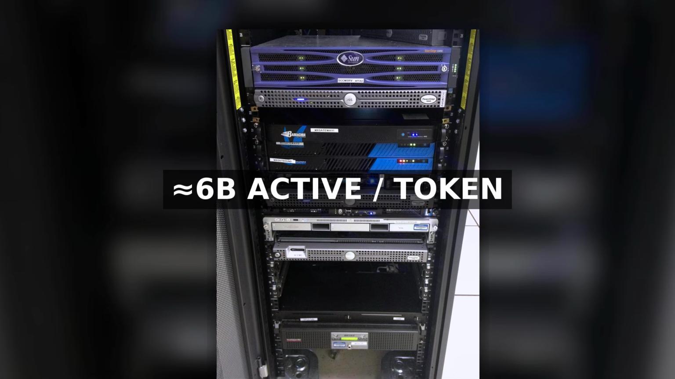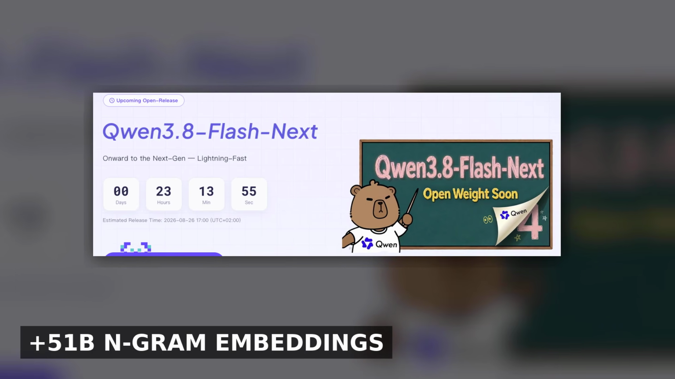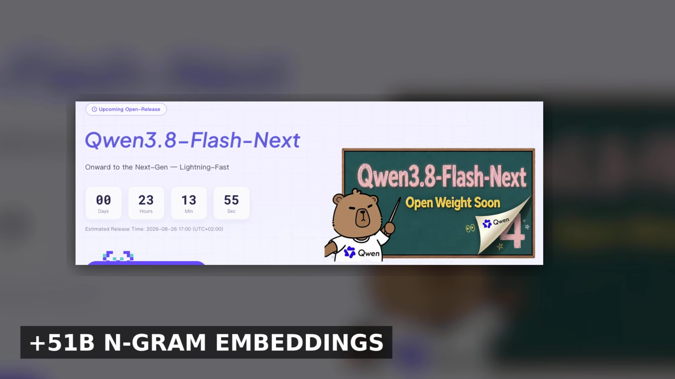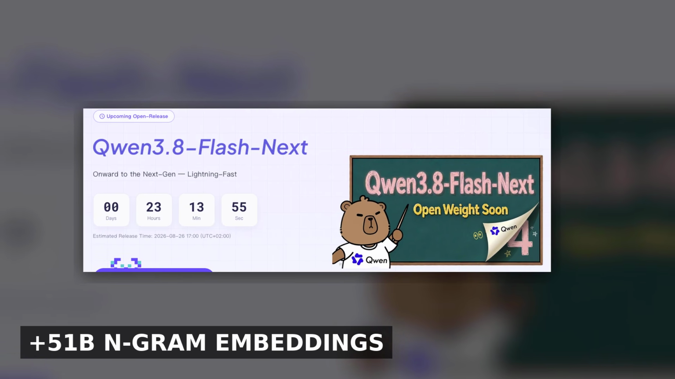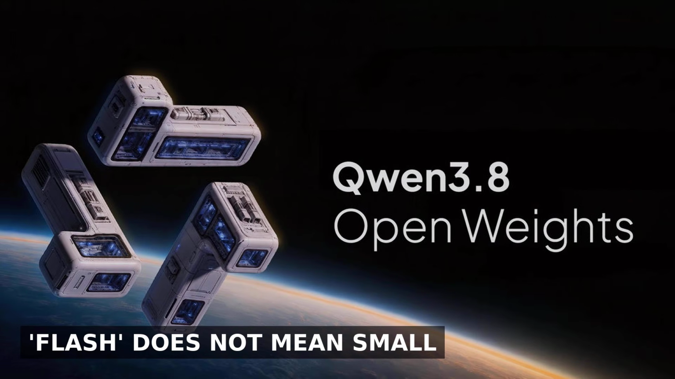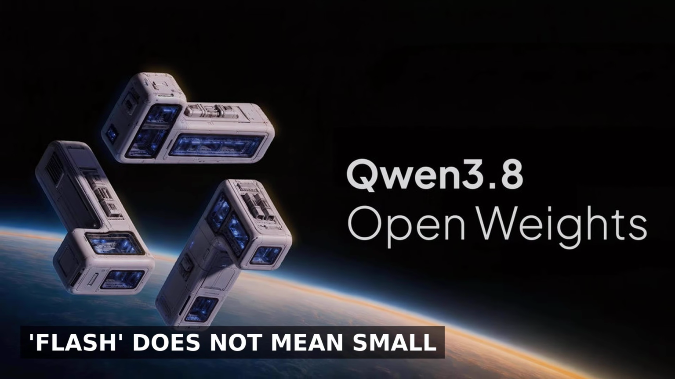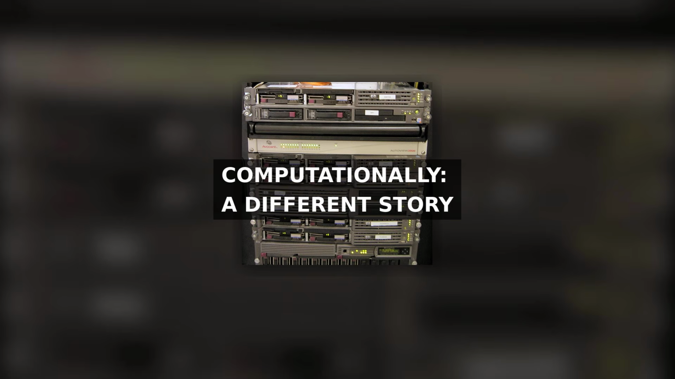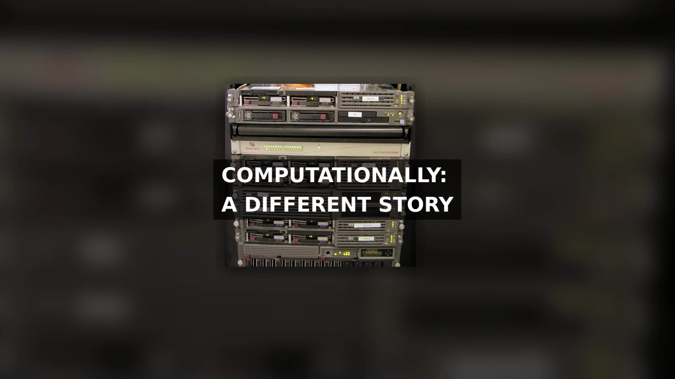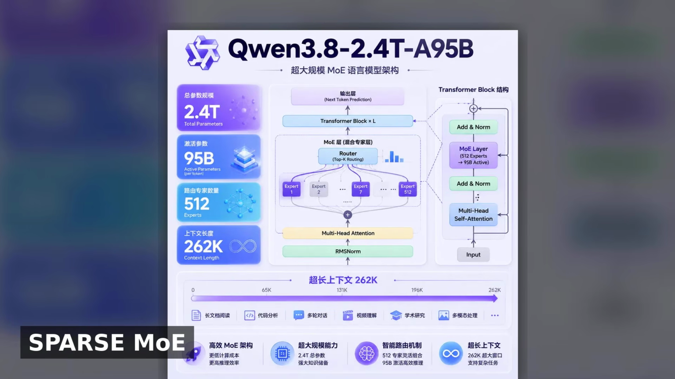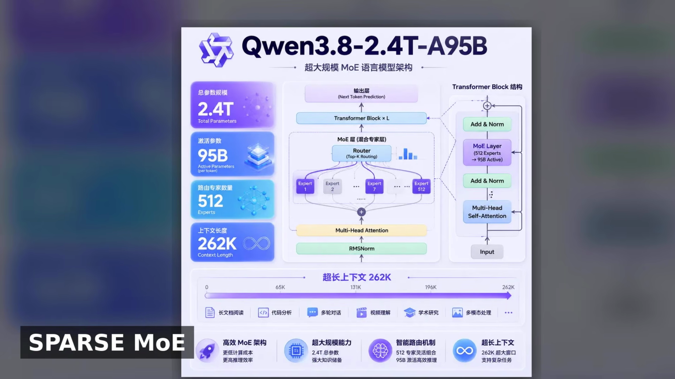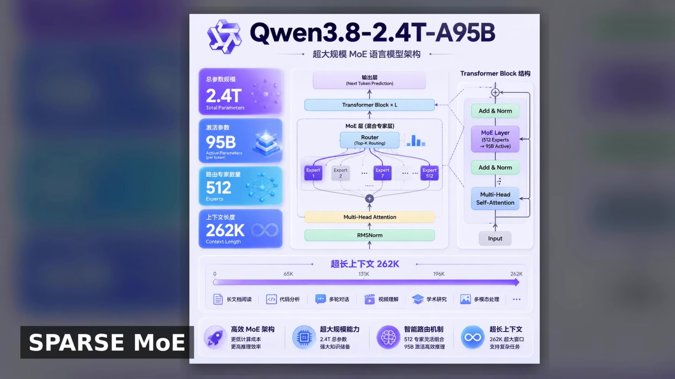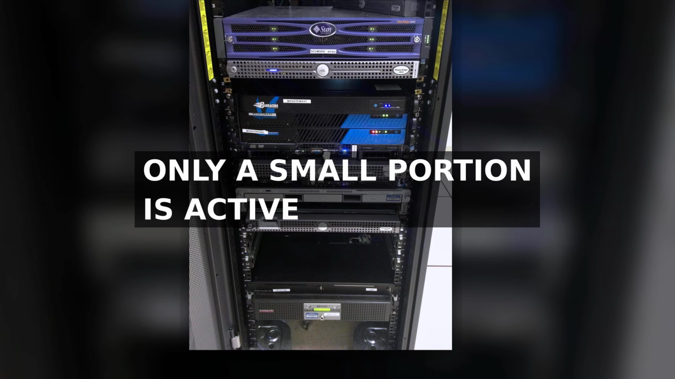And then things get even stranger. On top of those 125 billion parameters, the early description mentioned another 51 billion parameters dedicated to n-gram embeddings. That potentially puts the entire parameter storage far above what you would normally expect from something called a flash model. But computationally, it is a completely different story. Because within MoE architecture, the entire 125 billion parameter network isn't being used for every token. Only a small portion of it is active.